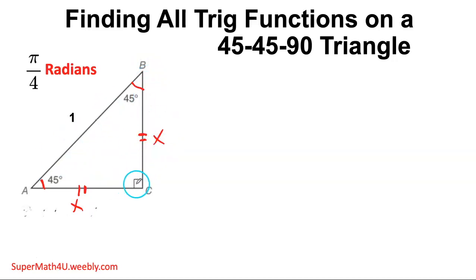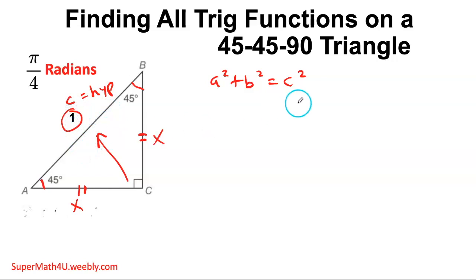For that, it's a right triangle, so I'm going to use the Pythagorean theorem: a squared plus b squared equals c squared. From there, we know that our hypotenuse is your c value. This is your hypotenuse, so keep that in mind always. In our case, it is 1, so this is 1 to the second power.